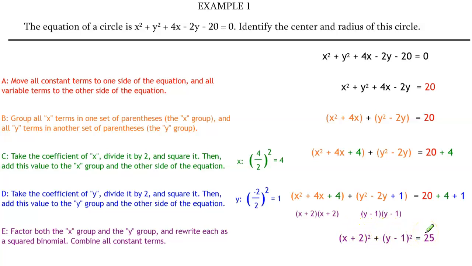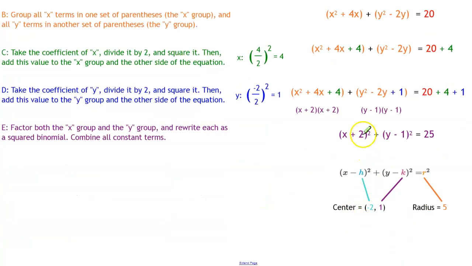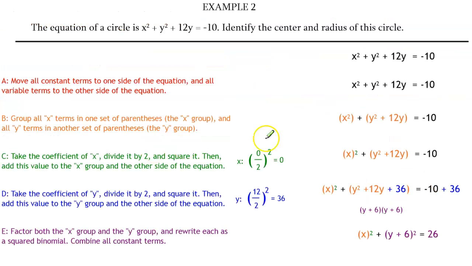I am done. Now I know everything there is to know about the circle in terms of its center and its radius. The center is going to be negative 2, positive 1. We flip the signs, right? And the radius is going to be the square root of this number, which is just 5. Moving on to the next and last example.